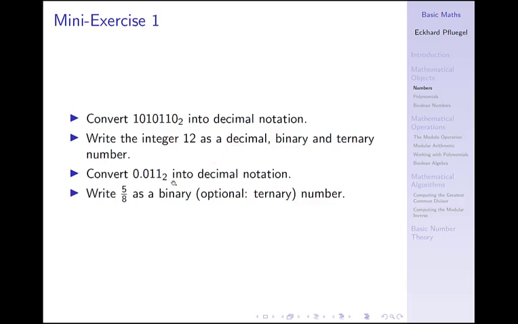And then, slightly more difficult, we are dealing now with this number here, which has a full stop. So we're dealing here with negative powers, and the basis is 2. Can you convert this to decimal notation? So you get a decimal number. And finally, this fraction, 5/8, can you write this as a binary and perhaps as a ternary number?